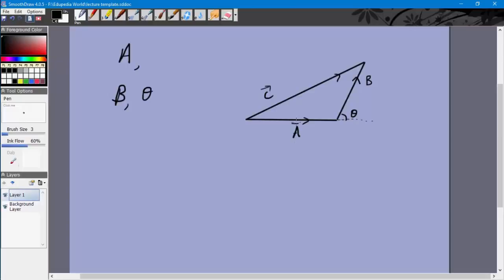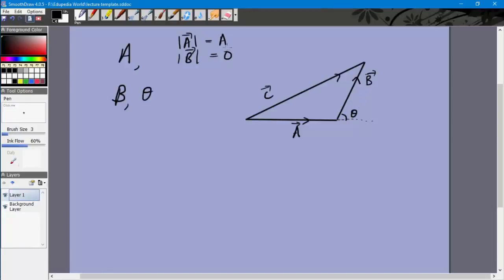So the vector A has a magnitude of A, the vector B has a magnitude of B. It's often written as magnitude of A, which is the modulus, like the absolute value, is equal to A. Similarly, magnitude of B is equal to B. Now one more important thing, the angle between the two vectors, is it theta or is it this, which is 180 minus theta? Well, it's theta.